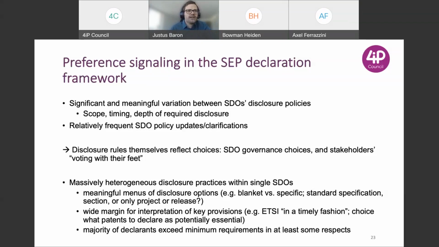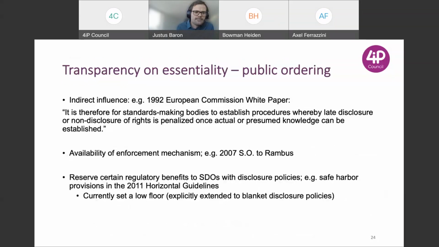So it's not that companies are only disclosing and declaring up to the point where it fulfills their hard obligations, but there's evidence that private mechanisms are at play because the majority of declarations go beyond what is required in at least some respects. And this is not to say that public ordering has not been important with respect to transparency.